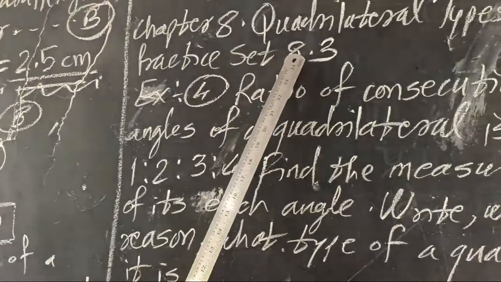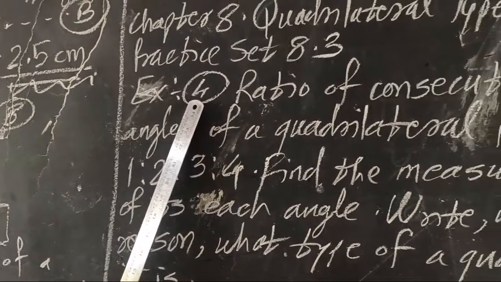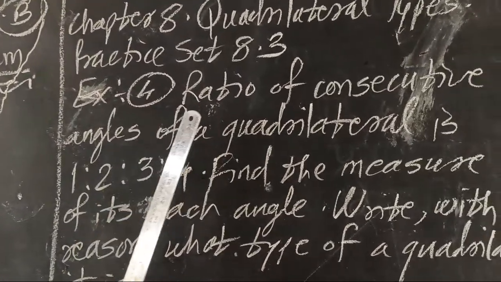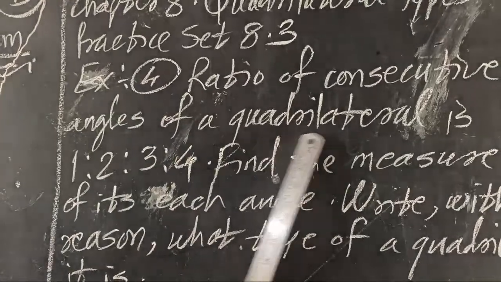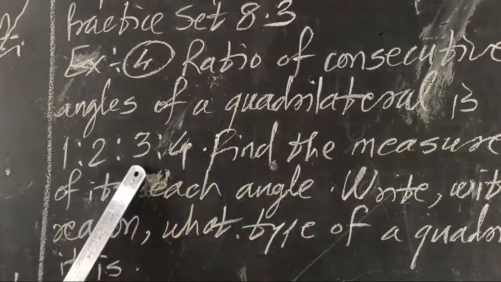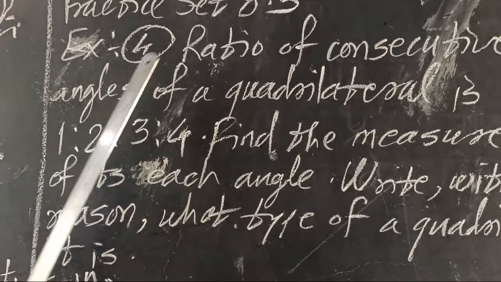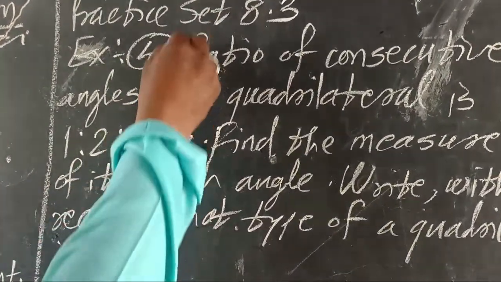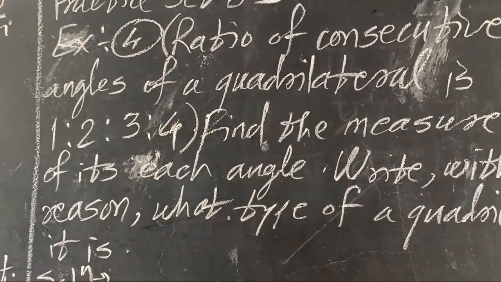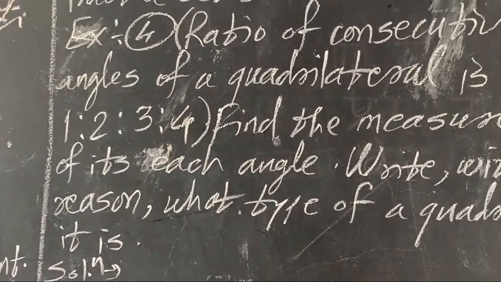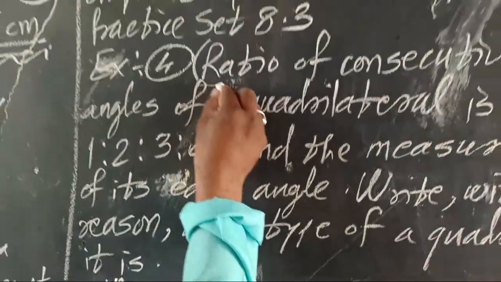Practice set 8.3, example number 4. Ratio of consecutive angles of a quadrilateral is given. That first sentence, from "ratio" up to "ratio", we write here. What is the first sentence?